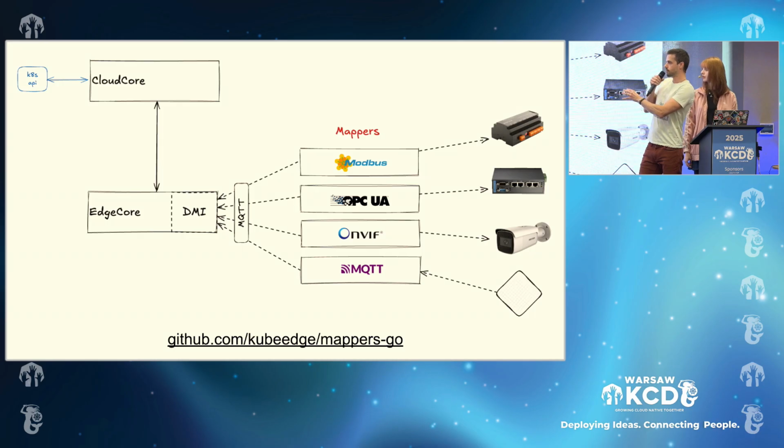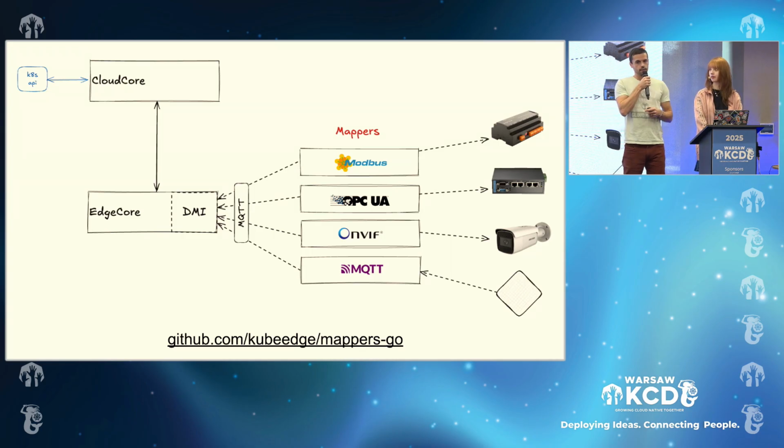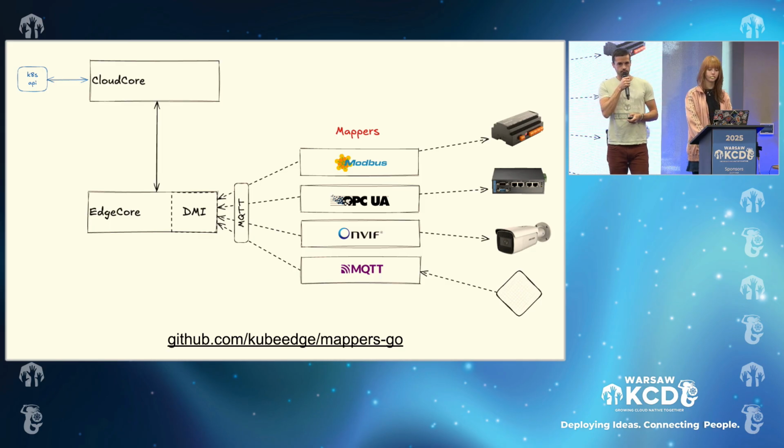So these mappers are just containers running on the edge devices. They know how to talk to the hardware devices, they collect the data, and they transmit it to KubeEdge via the messaging service. So there are already a few mappers available upstream for you to consume. But if you want to build your own because the protocol you want to use is not available, you can build your own. There's a framework written in Go. And there's some documentation for you to use.